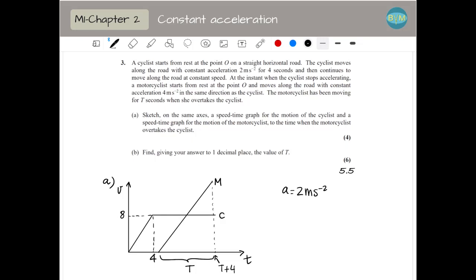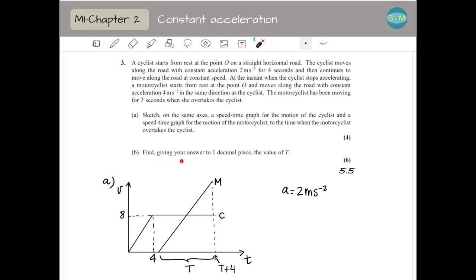Okay, so this is the graph that you have to sketch, right? This gradient should actually be greater because it's 4 meters per second squared, and this one is 2, so this one should be less inclined and this one more. But don't worry about the accuracy of the gradient. The important thing is the shape, so the marks will come from the shape, right? And the numbers that you know. So this should be 4 and this should be marked as t, or t plus 4, right? So this is the first part.